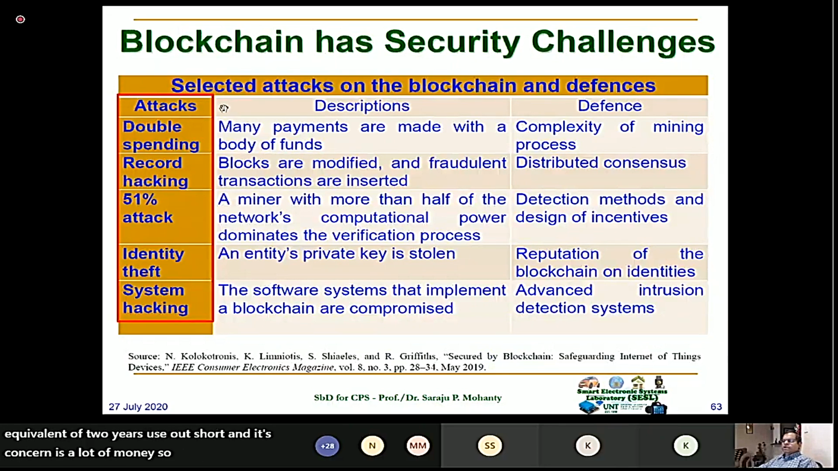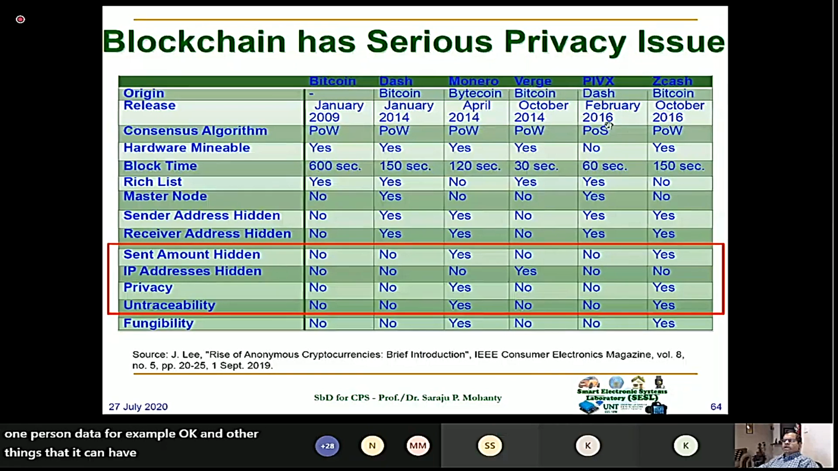From the security point of view, blockchain has a lot of issues, like the 51% attack, for example, and other things it can have. Similarly, there are privacy issues also. People think that if they are using blockchain, everything is hidden. The answer is no. Blockchain has serious privacy issues. For example, Bitcoin has no privacy aspect at all. Slowly, different new cryptocurrencies are adding privacy aspects, but as you can see here, privacy is seriously compromised with this.